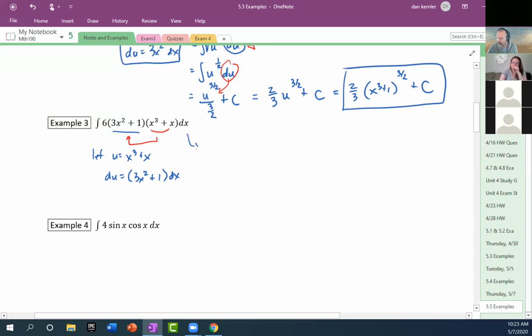But I'm going to rearrange this like I've been doing. That 6, you notice, is just kind of extra. I'm going to put the 6 out in front. And then I have x cubed plus x times 3x squared plus 1 dx. And that's my du. Then the first one is my u. So now this becomes 6 times the integral of u du.